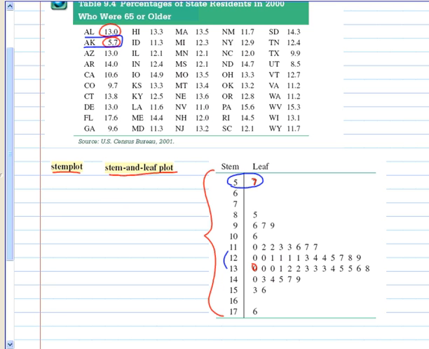Alaska. Any ideas why Alaska has such a young population? Yeah, old people don't want to go up there in the cold. They want to go down south where it's warm and they can have nice warm winters.